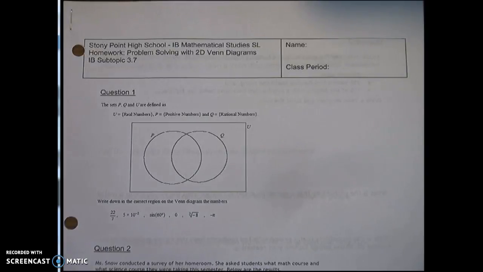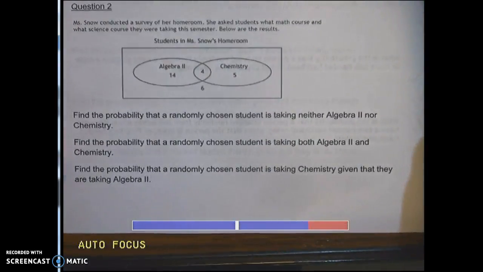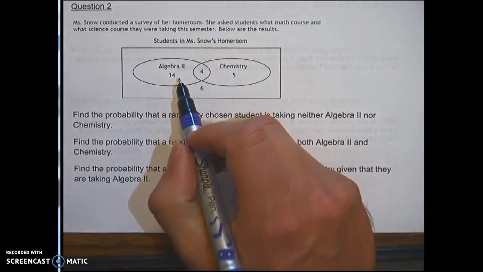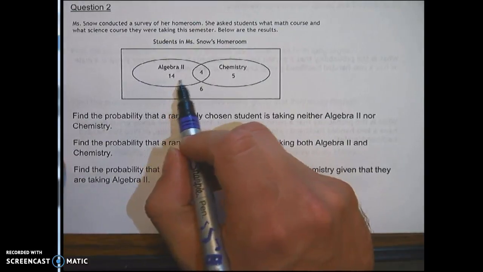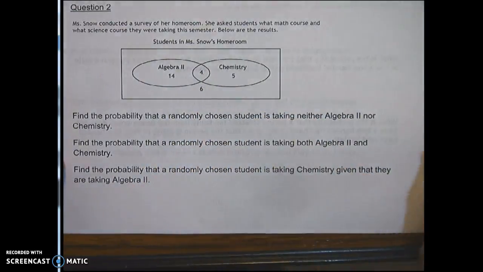Today I want to talk to you about problem solving with two-dimensional Venn diagrams, which is IB subtopic 3.7. So, if we have a Venn diagram like this one where it says, Miss Snow conducted a survey of her homeroom. She asked students what math course and what science course they were taking this semester. Below are the results. Looks like 14 were taking Algebra 2 exclusively, 4 were taking Algebra 2 and Chemistry, 5 were taking Chemistry, and 6 were taking neither course.